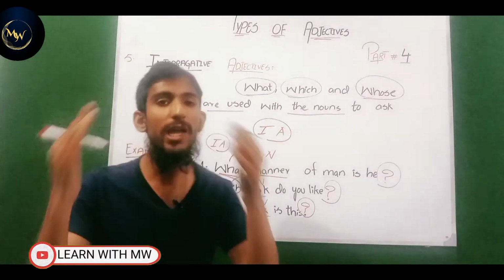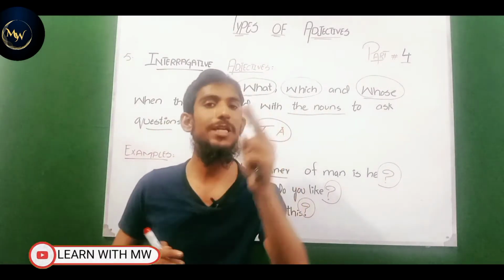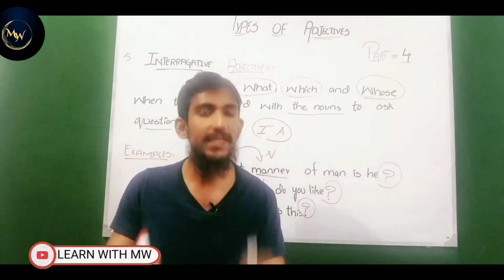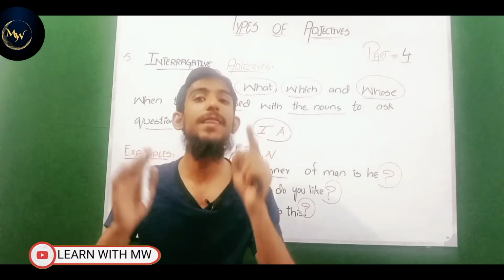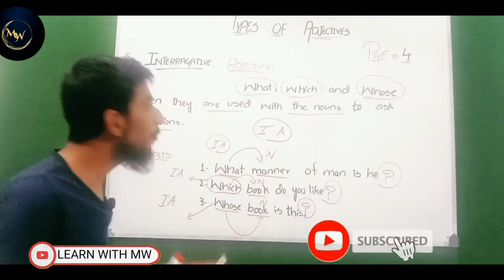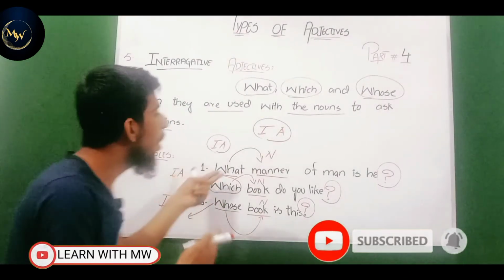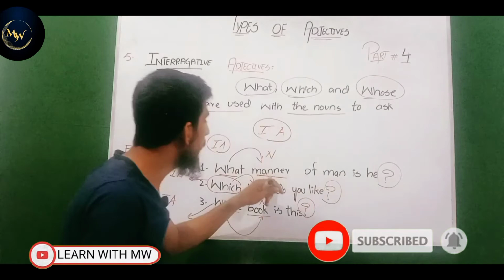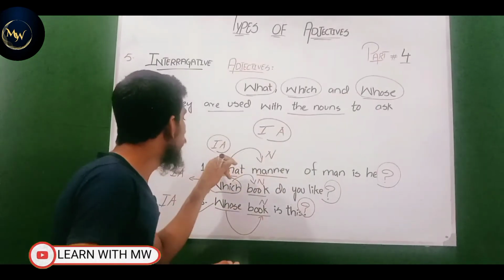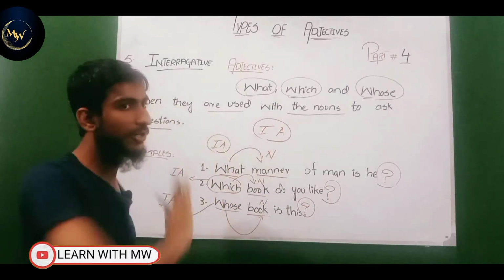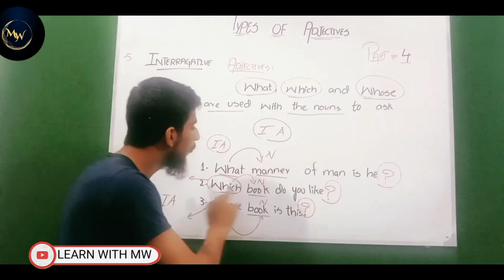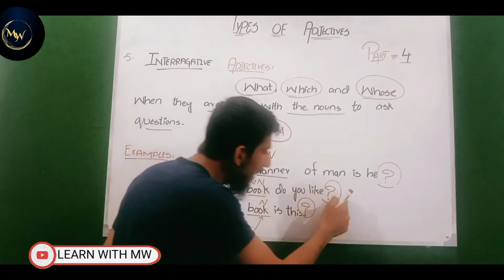So viewers, we have learned that what, which and whose are interrogative adjectives in English grammar, but the condition is that they are used with a noun to ask a question. Look at the example: what manner of man is he? "Manner" is a noun, and "what" is used with a noun to ask a question. That's why "what" is an interrogative adjective. Similarly, "which" is used with the noun to ask a question.